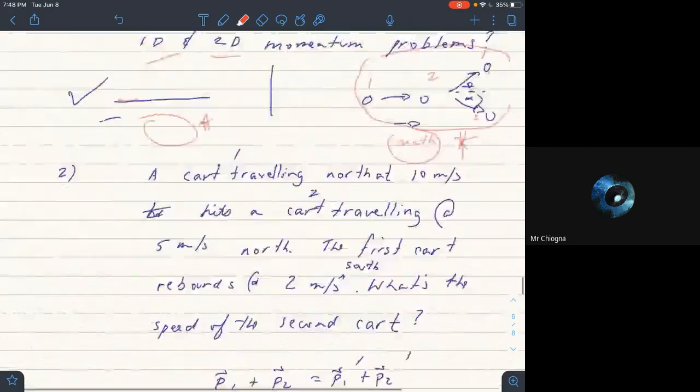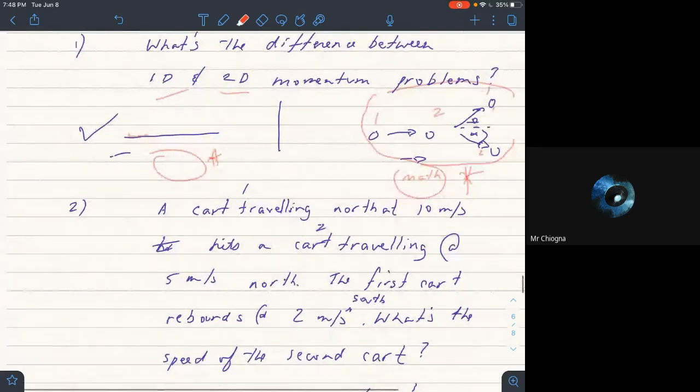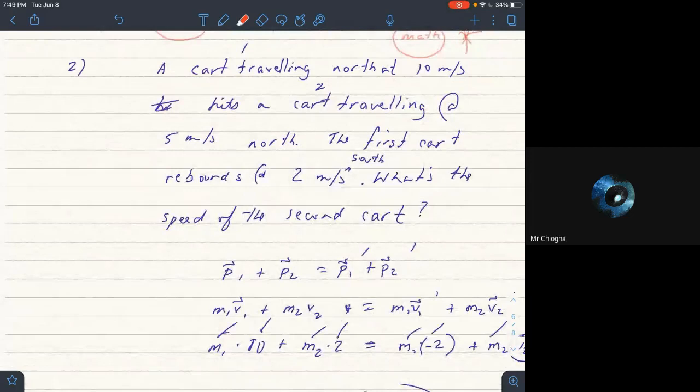Okay, then I gave you this problem. A cart traveling north at 10 meters per second hits a cart traveling at 5 meters per second north. So they're traveling in the same direction. This is a one-dimensional problem. I didn't give the masses here. That's not the point. You'll be given the masses as well, but I was going through this quickly, so I just said forget about the masses. Assume they're given. The first cart rebounds at 2 meters per second south.